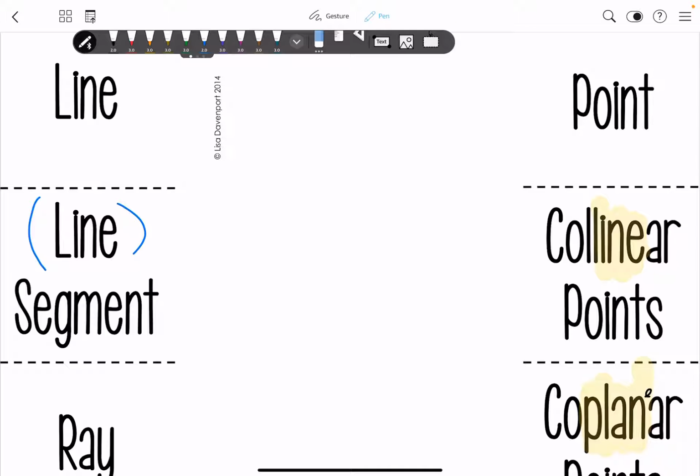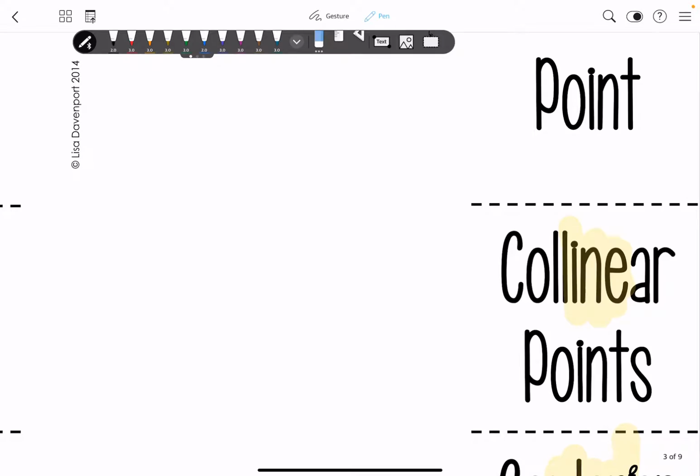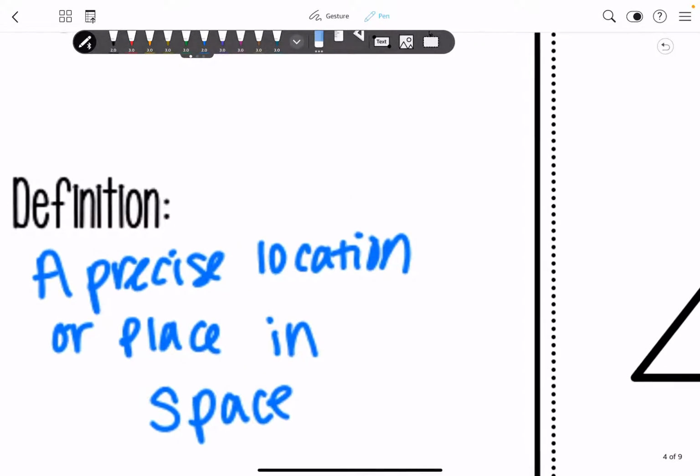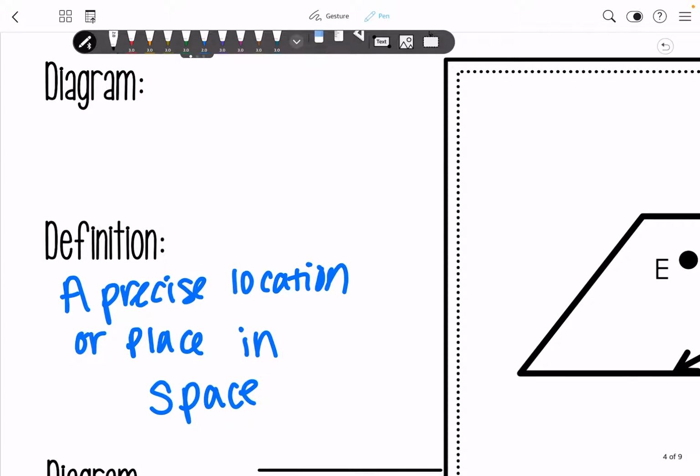All right, so we're going to start off with point first. Now, a point is a precise location or place in space. The way that that's going to look is it's going to be a dot, and typically you need to have it labeled. So it needs to have one capital letter. That's how you name it. And it's only one capital letter.